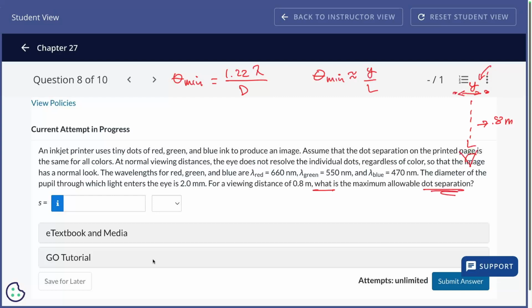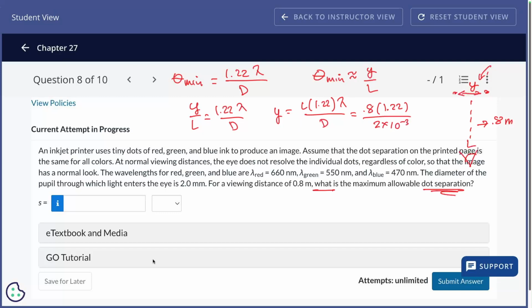Okay, so I'm going to let y over L be equal to 1.22 lambda over d and solve for y. It's going to be L times 1.22 times the wavelength all over d. The things I have control over in this problem: the L is set, it's 0.8 meters. The diameter is set, 2 millimeters, so 2 times 10 to the minus 3.